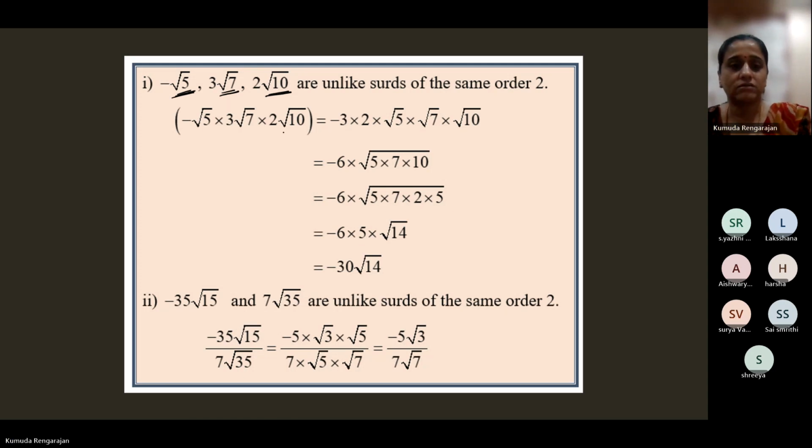3 into 2 is 6, and this minus sign, so minus 6. And since everywhere the order is 2, you can put all the numbers under the square root symbol and multiply them. So square root of 5 into 7 into 10.